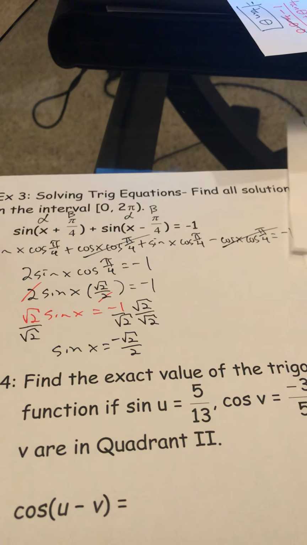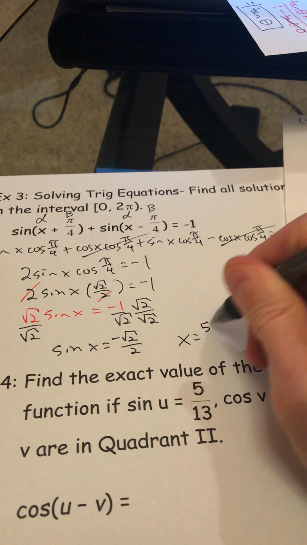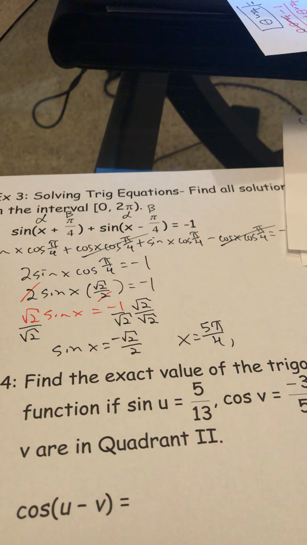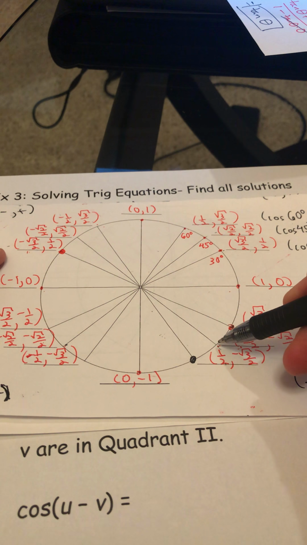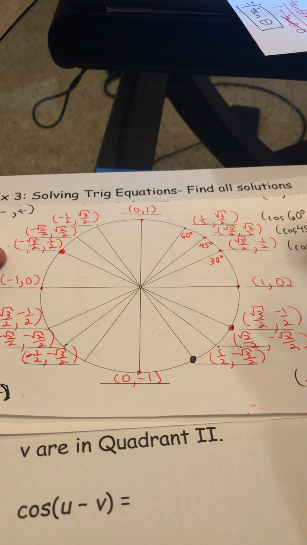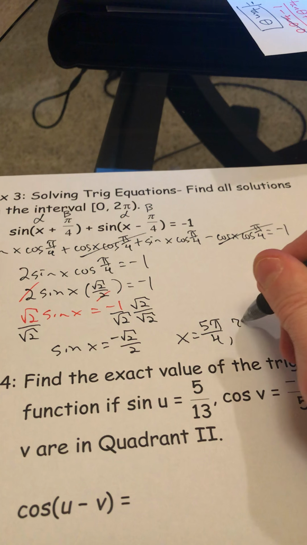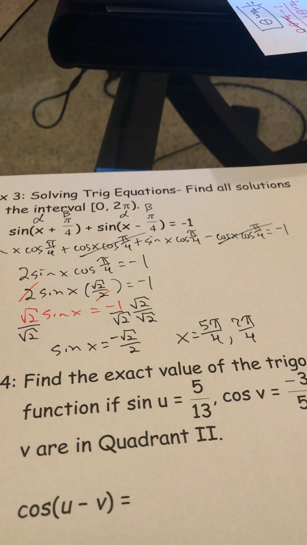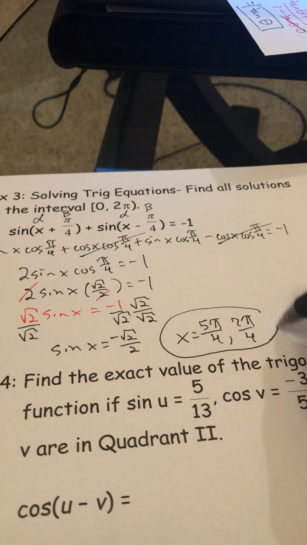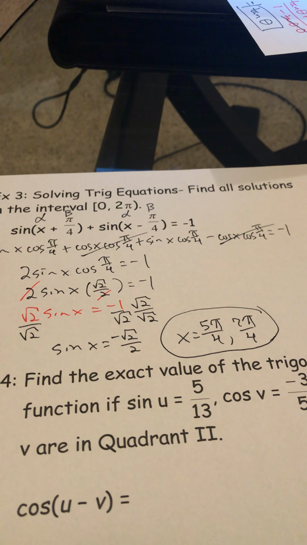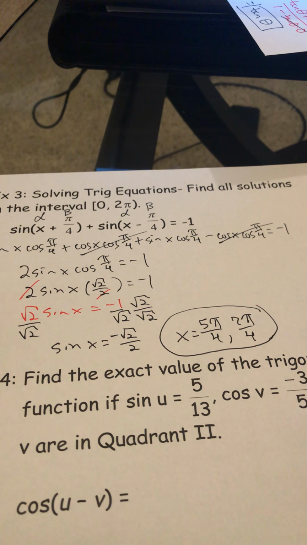First, x equals 5 pi over 4. The other place where sine is negative radical 2 over 2 is also at 7 pi over 4. So that's a third way that you can actually use these sum and difference formulas.